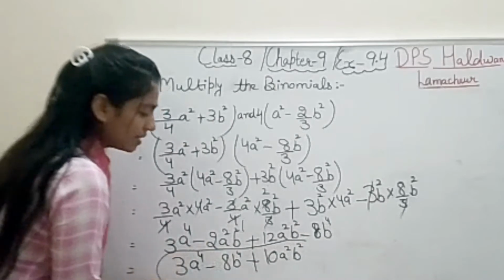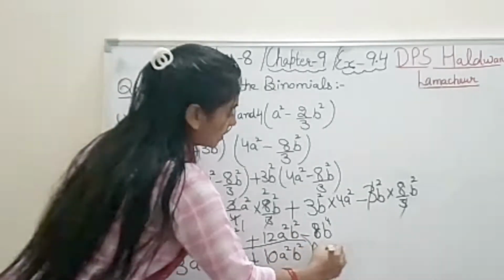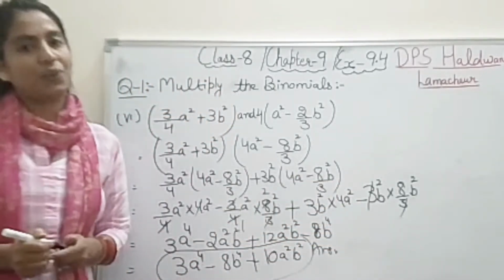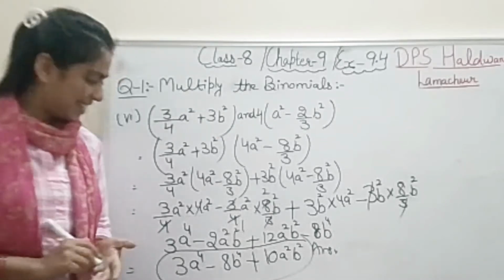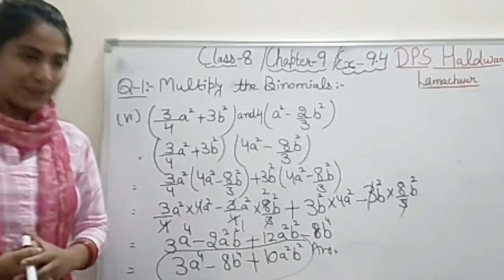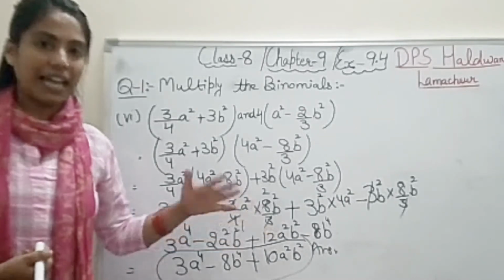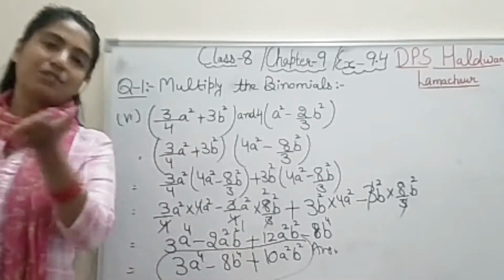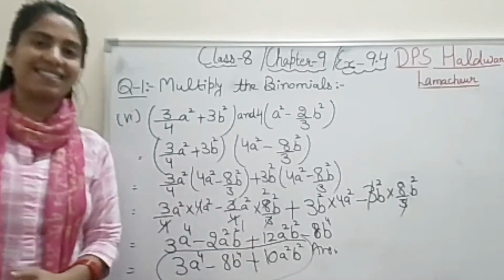The questions are very simple, student, but just do the calculation very nicely. That's it. See, only when we have the multiplication term. Okay, and at the last you have to see if the like terms are there, then only we can do plus or minus, otherwise this will be the answer.